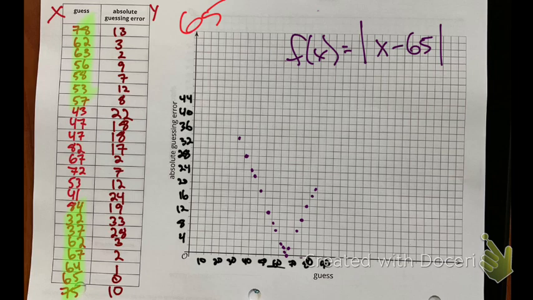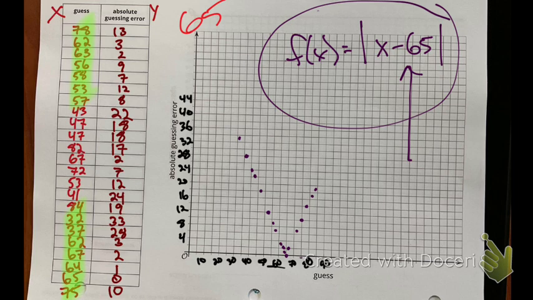Okay, so the big ideas from today are that we can write a function and do the shift left or right of the origin right there. Absolute value functions make which shape? A V. And it's called an absolute value function. Cool? I think it's pretty fun.